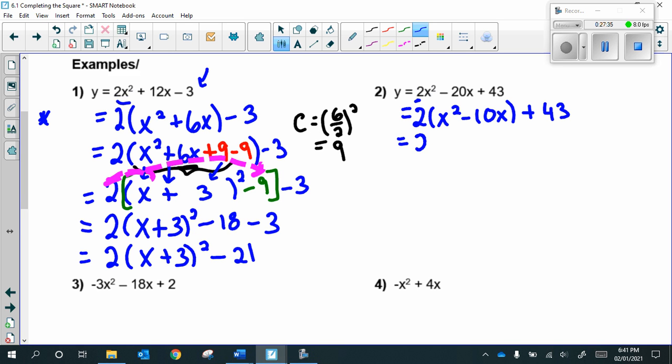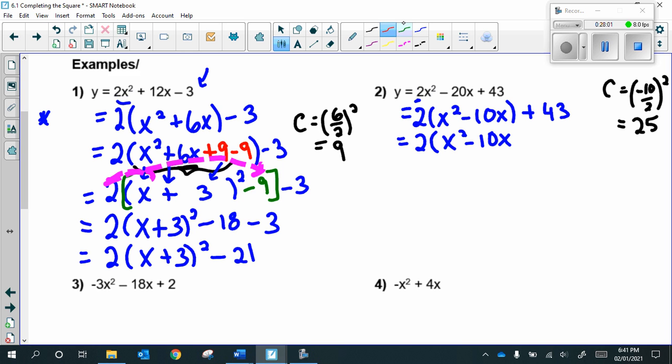Our next step, we're going to create a perfect square. So x squared minus 10x. I need to figure out what that third term is going to be to make this a perfect square. So we're going to find our magic number. C equals, we're going to use our b value here, which is negative 10. So negative 10, divide that by 2 and square it. Negative 10 divided by 2 is negative 5. Negative 5 squared is 25.